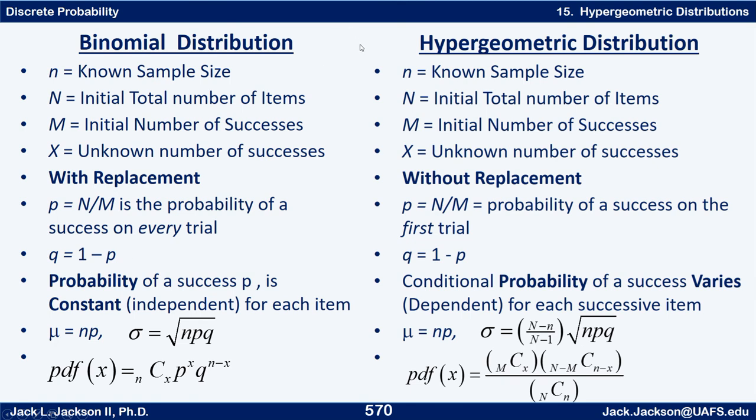All right, so let's do a side-by-side comparison of binomial and hypergeometric distributions. In both cases, lowercase n is the known sample size. And we may or may not know the population size, but it's capital N, the total number of items, the population size. Capital M is the initial number of successes in the population, and X is the unknown number of successes in our sample.